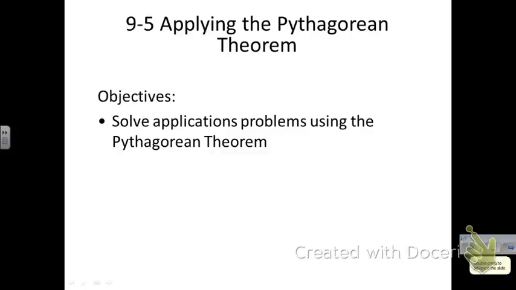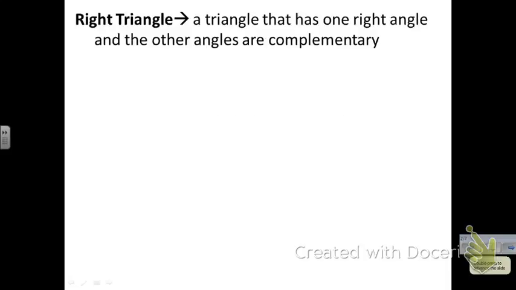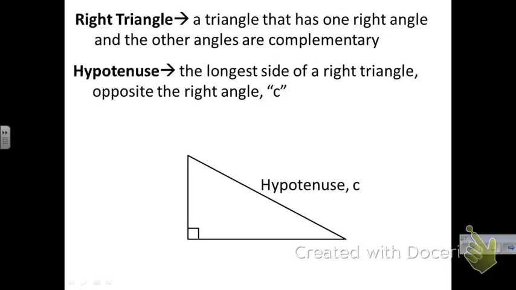Okay, today we talked about applying the Pythagorean theorem, so we're going to solve application problems using the Pythagorean theorem. As a review, we went over what a right triangle is. A right triangle has one right angle and the other angles are complementary. Complementary means that they both add to be 90 degrees. The hypotenuse is the longest side of a right triangle and it's always opposite the right angle, and we call it side C. Notice that it's opposite that angle.